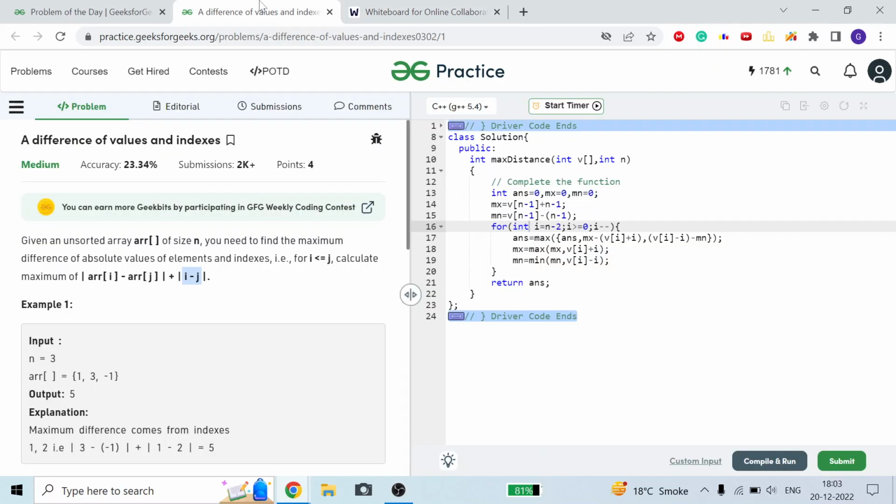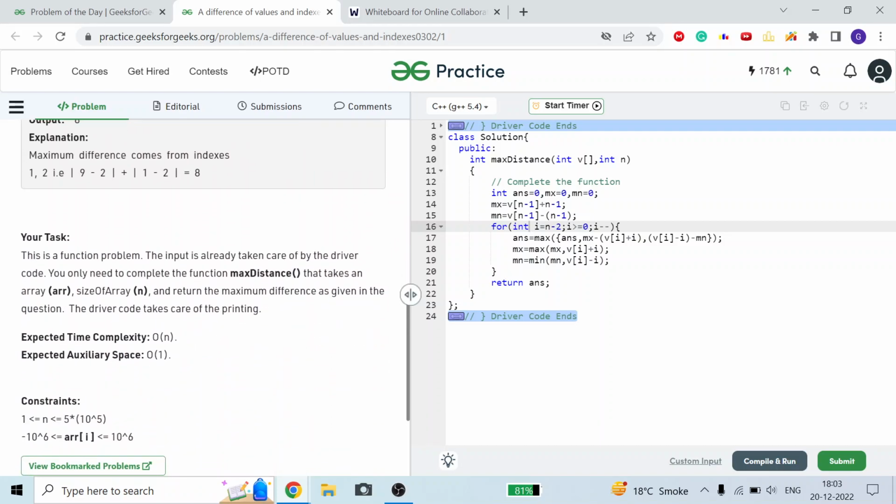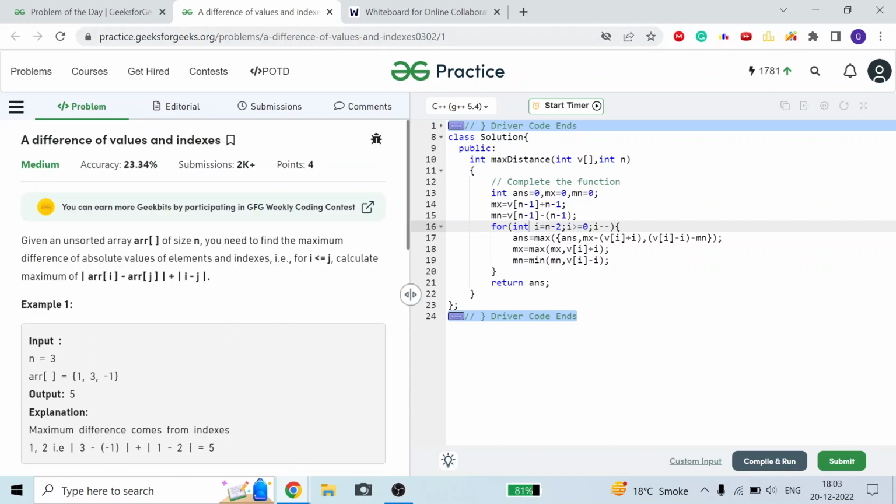Now for checking each pair of i and j, we can run two for loops, but that complexity will be n square. As n can be up to 5 into 10 to the power 5, n square will be up to something like 25 into 10 to the power 10. That will definitely give us time limit exceeded. So what can we do? There is a simple observation.